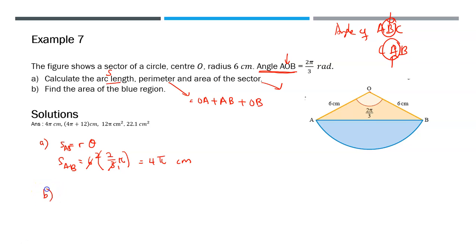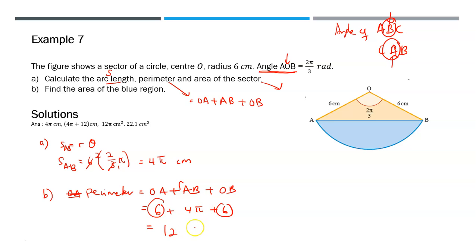And then how about B? B is OA, perimeter kan? Define dulu lah. Perimeter equals to OA plus S of AB plus OB. So this is 6 plus 4 pi plus 6. Okay? Nombor dengan nombor yang tidak ada pi, you can add on together. Tapi yang ada pi tidak boleh lah. So 12 plus 4 pi. Put in bracket cm. Okay? Because that cm belongs to the whole thing.